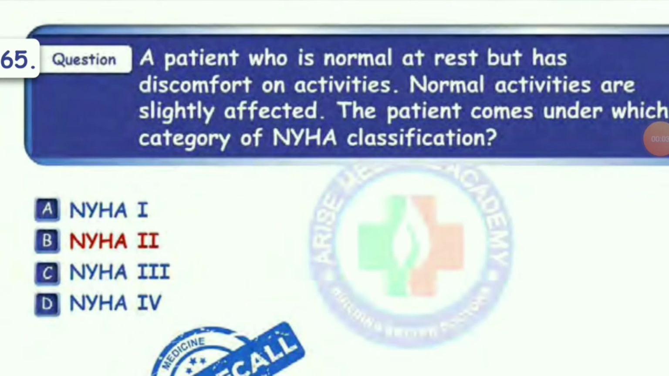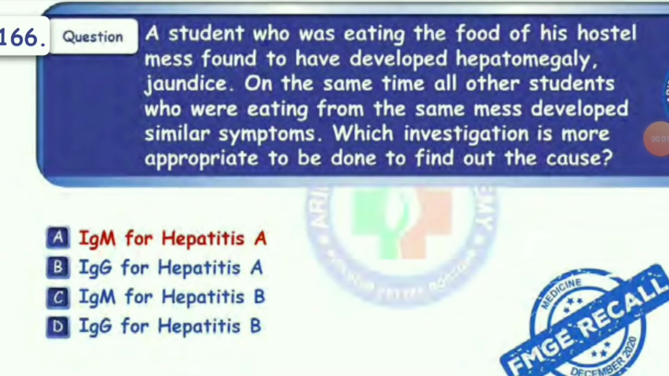Next question, a patient who is normal at rest but has discomfort on activities. Normal activities are slightly affected. The patient comes under which category of NYHA classification? The answer is second category of NYHA classification. Next question, a student who was eating the food of his hostel mess developed hepatomegaly and jaundice. At the same time, all other students who were eating from the same mess developed similar symptoms. Which investigation is most appropriate to find out the cause? The answer is IgM for hepatitis A.